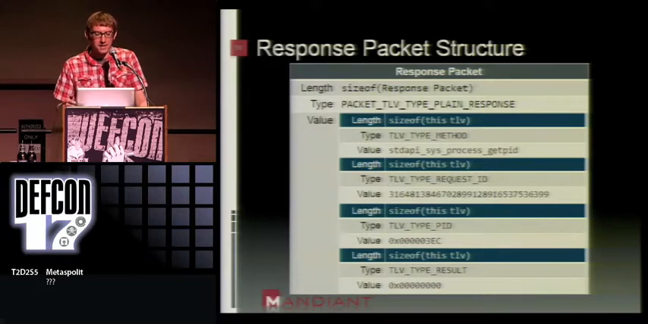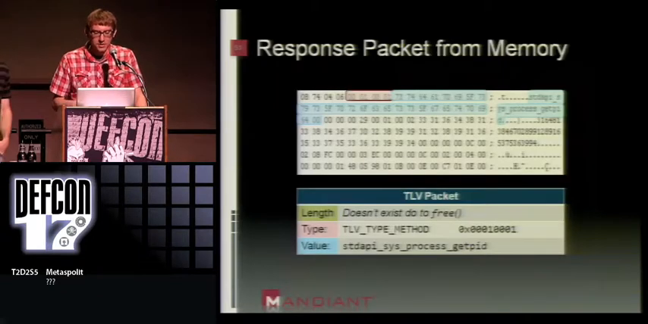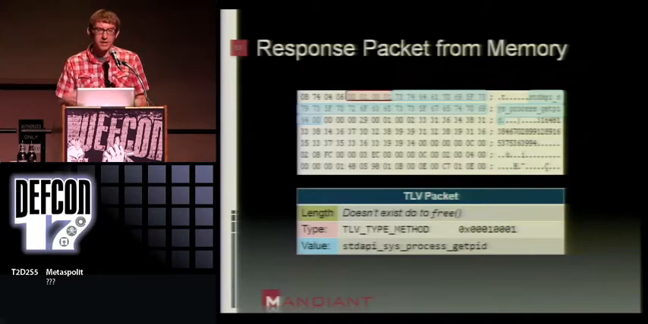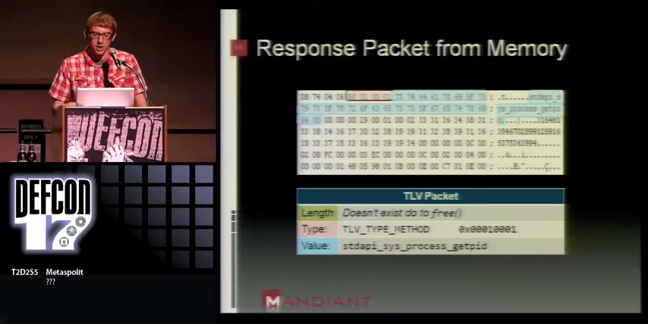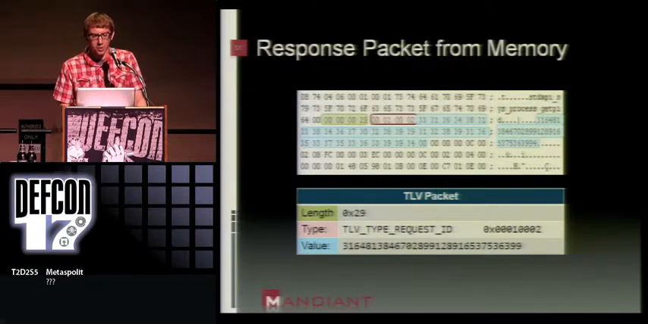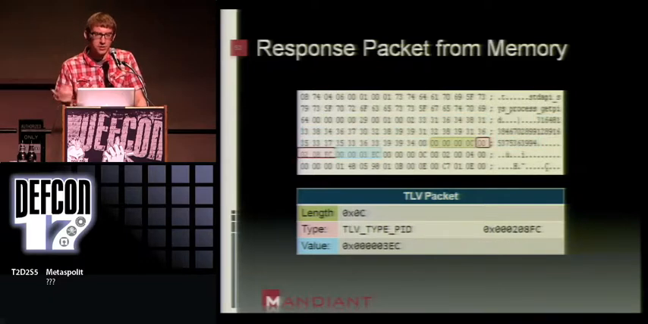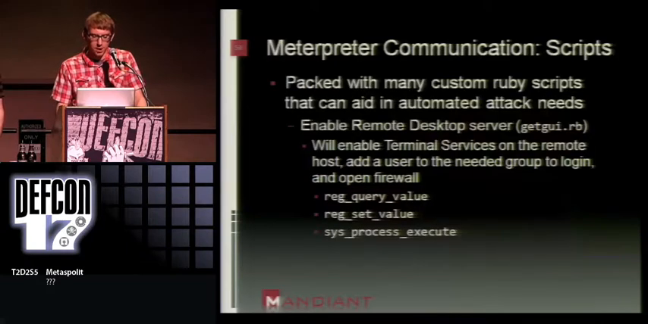Our tool, MSFF, which Peter's going to get into in just a minute, basically parses all of this out, and you'll see that during our demo. So I'm going to go through this really quickly. We just looked at it from a network perspective. In memory, this is a VAD file, which was dumped out from interpreter. So just like it looked on the network, we can see this parsed out in memory. So we can see our standard API sys get process ID request. We're also going to have our TLV type request ID and the value, the type PID, which is going to be the result of get current process ID, and then the result, which is going to be null.